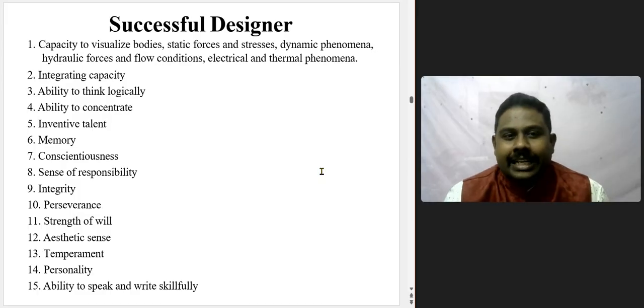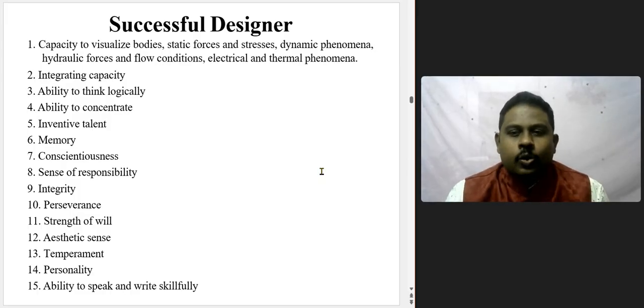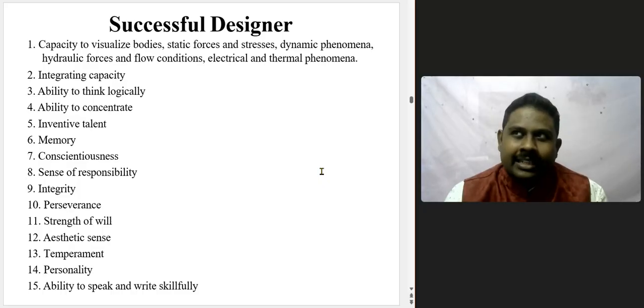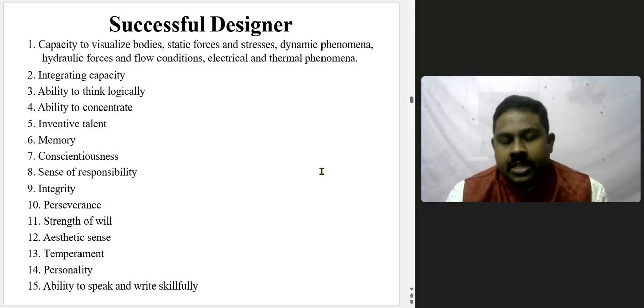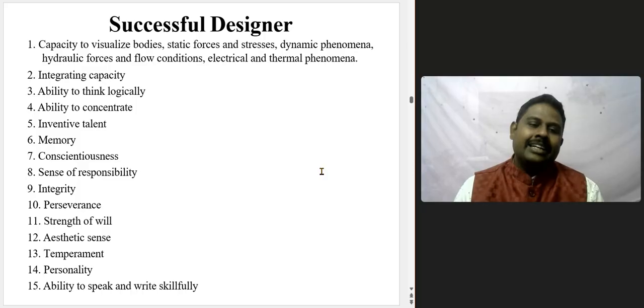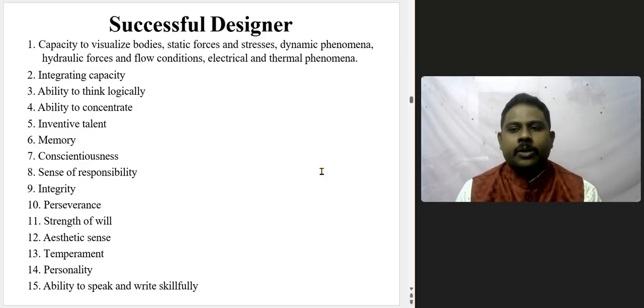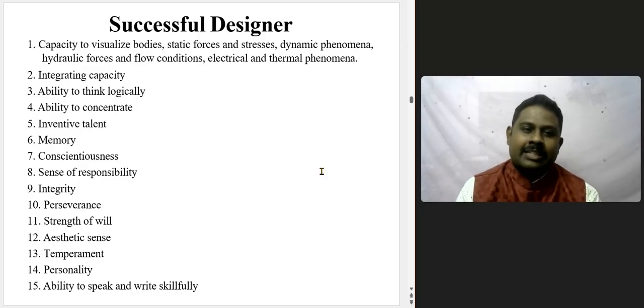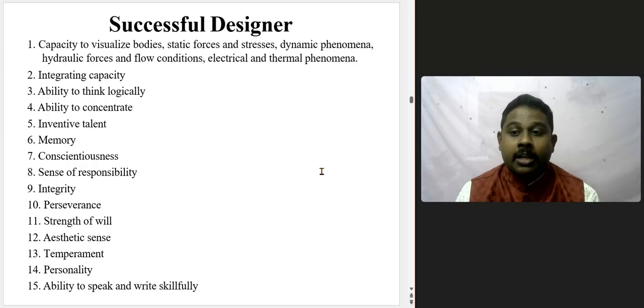Then integrating capacity: how to integrate the design, thermal, electrical, design, manufacturing, and so on. He should be able to integrate it in a proper manner. Then ability to think logically. Logical thinking is very, very important over here. And ability to concentrate, because we cannot make a successful design at the first attempt itself. So it will take a long time to make and prove a design.